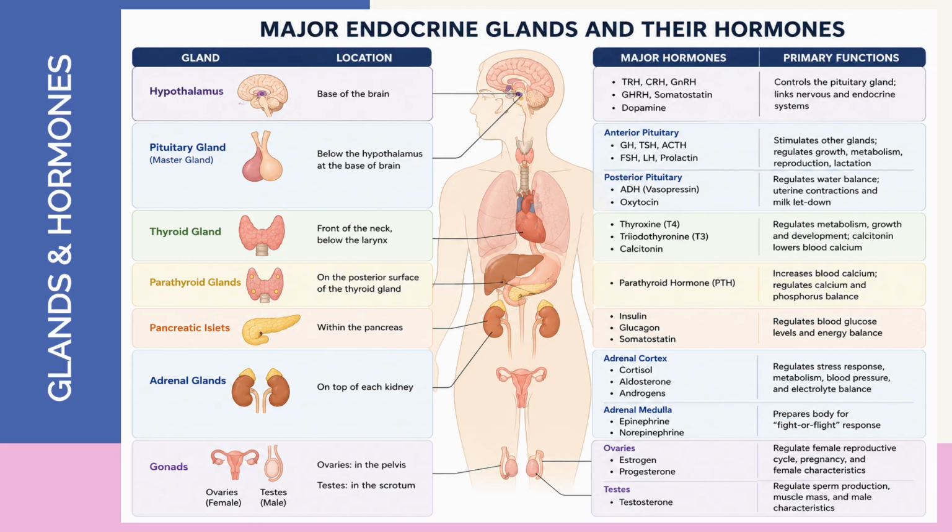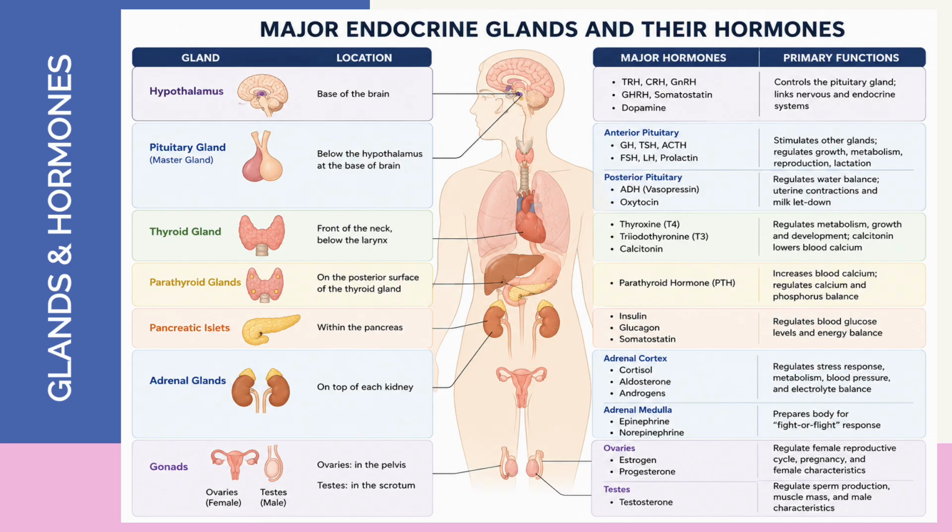These glands produce the parathyroid hormone, or PTH, which increases blood calcium levels and plays a critical role in maintaining calcium and phosphorus balance. The pancreas contains clusters of endocrine cells known as the islets of Langerhans. These cells produce insulin, glucagon, and somatostatin. Sorry, I could never pronounce that. Together, these hormones regulate blood glucose levels and energy homeostasis.